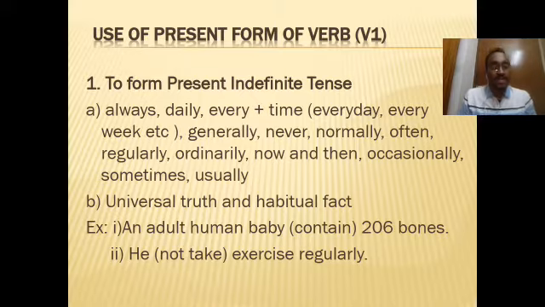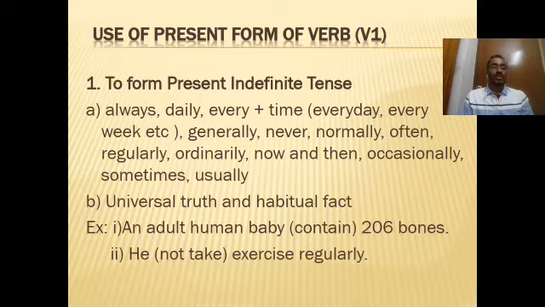You see the example: an adult human baby contain 206 bones. So what is the answer? This is the truth. So we can use the present form of verb. As the subject is in third person singular number, we will use s with the verb. So the answer is: an adult human baby contains 206 bones.